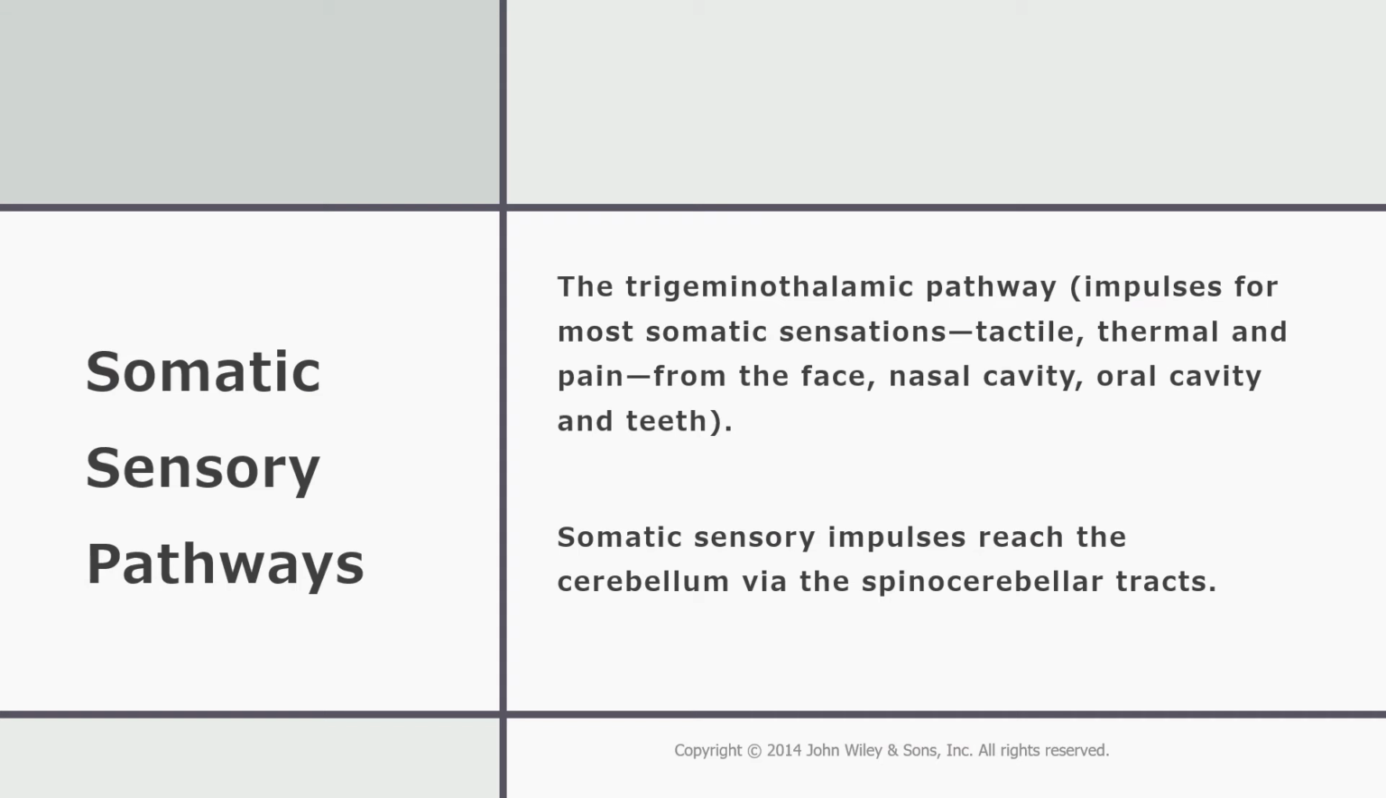Nerve impulses for most somatic sensations in the face, nasal cavity, oral cavity, and teeth ascend to the cerebral cortex along the trigeminothalamic pathway. So like the other somatosensory pathways, this one also has 3 neuron sets in its pathway.